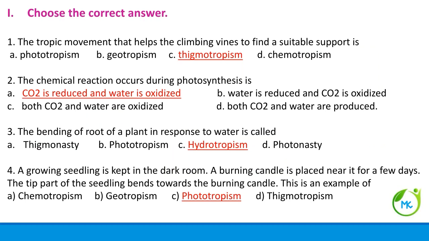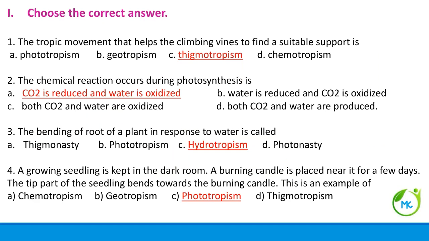The chemical reaction occurs during photosynthesis. So during the process of photosynthesis, we know carbon dioxide and water react to give glucose and oxygen. So during this process, the carbon dioxide molecule is reduced, whereas the water gets oxidized.